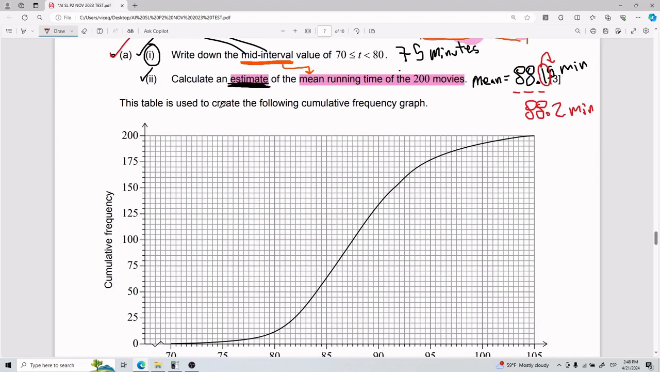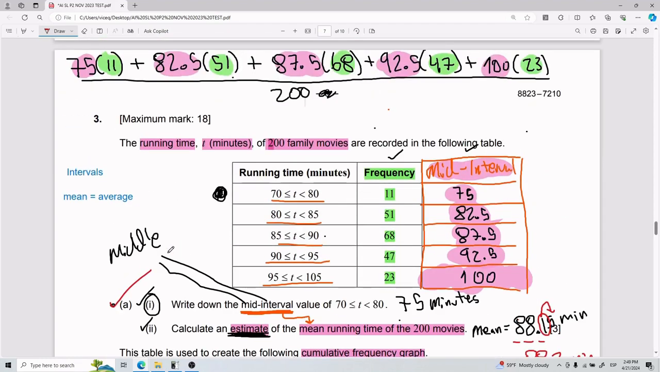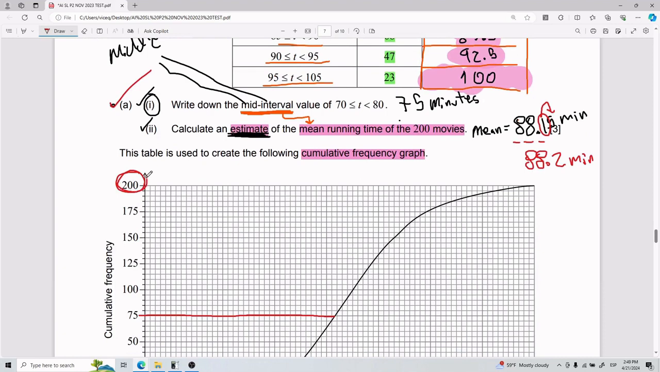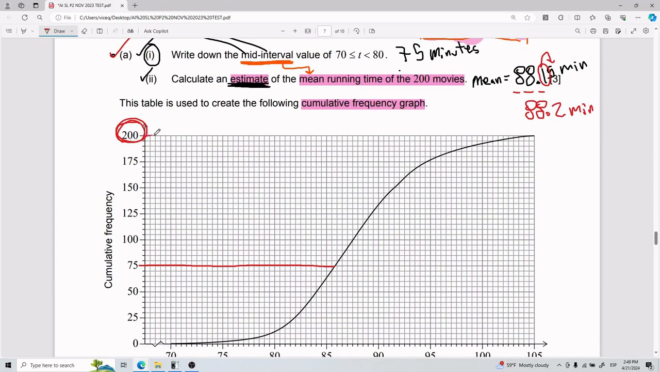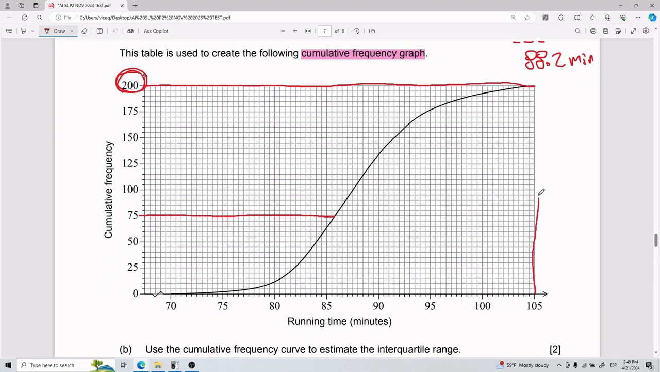Then we have that this table is used to create the following cumulative frequency graph. And so cumulative frequency, as you read it, for example, a cumulative frequency over here at 75 means that here is your 75th movie. So notice how the total is 200. So movie number 200 has that amount of running time, right?